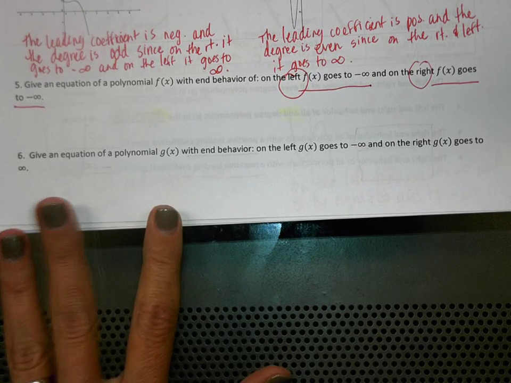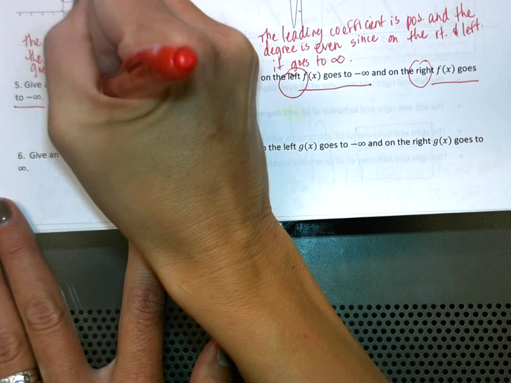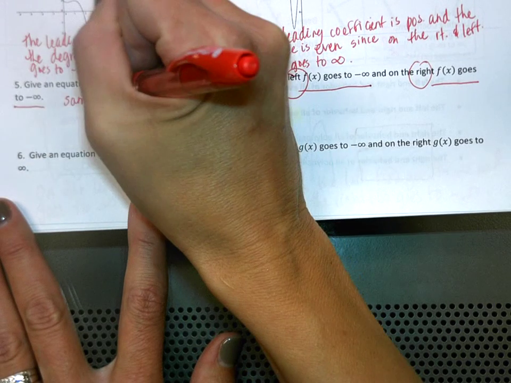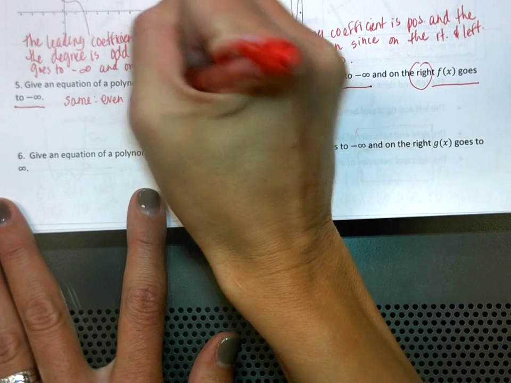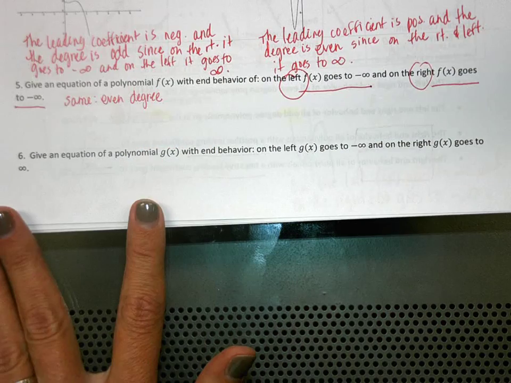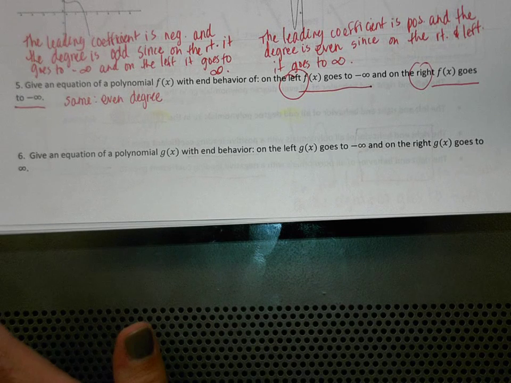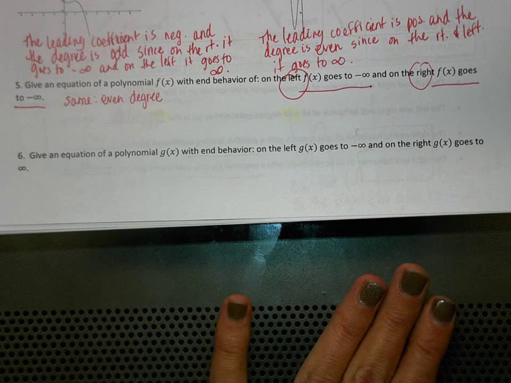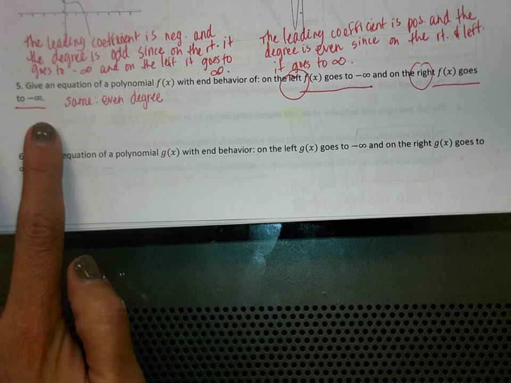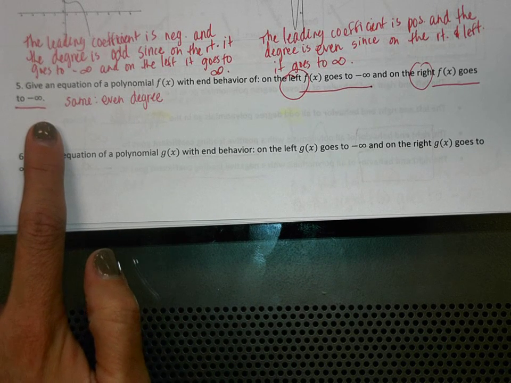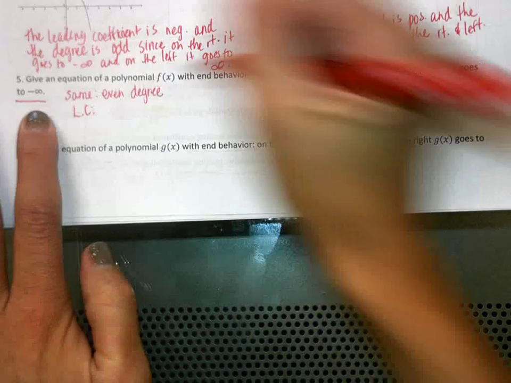So since these are the same, it's going to be an even degree. Because remember, odd is opposite, O, right? So since these are not opposites, they're the same, it has to be even. Okay? Now, the right end behavior is going to where? Negative infinity. So therefore, my leading coefficient has to be negative.